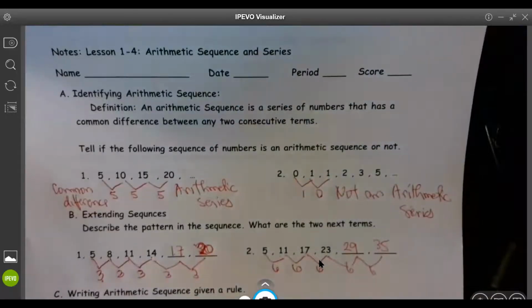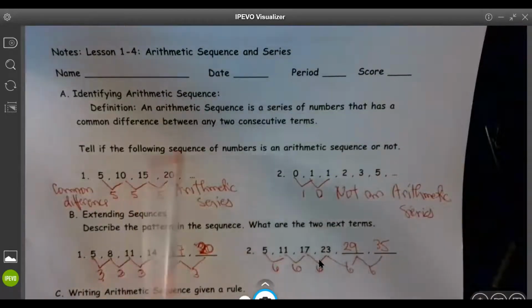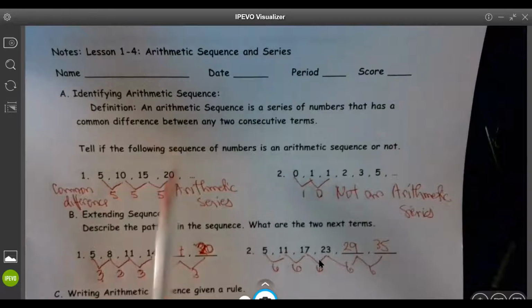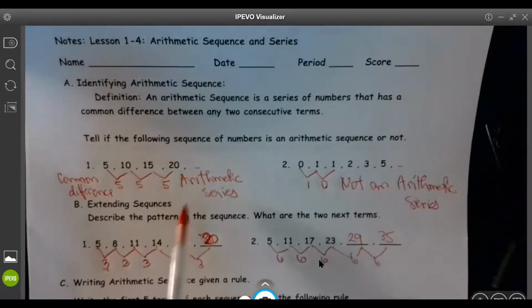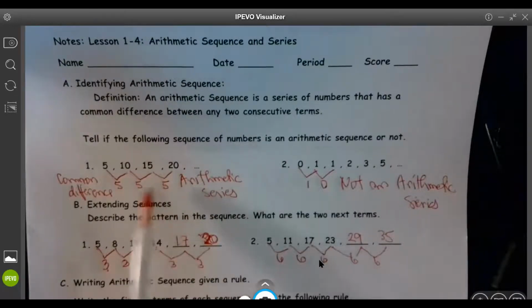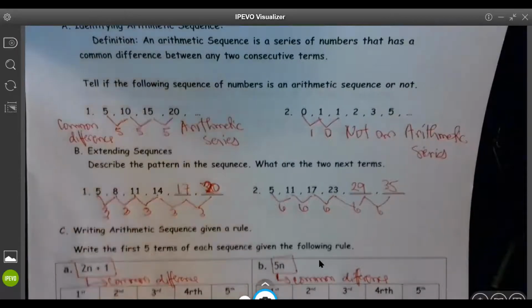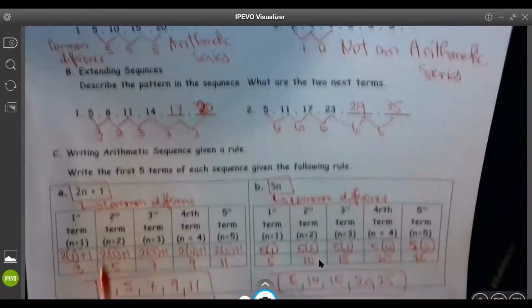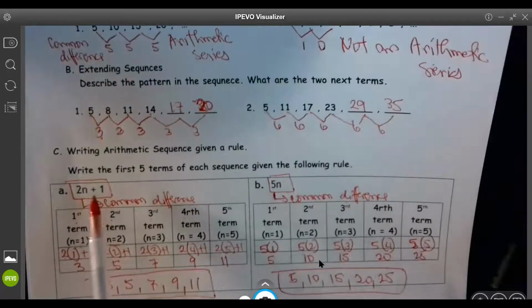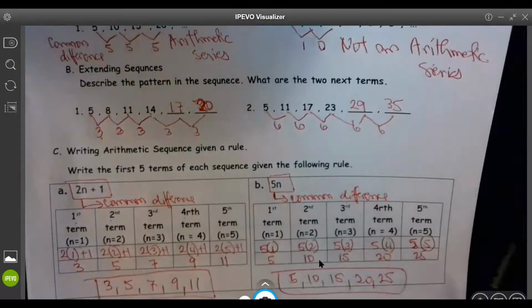So that is your arithmetic sequence or arithmetic series. It is an arithmetic series if the difference is common. You can extend it knowing the pattern, and you can write your own sequence given the rule or the formula.